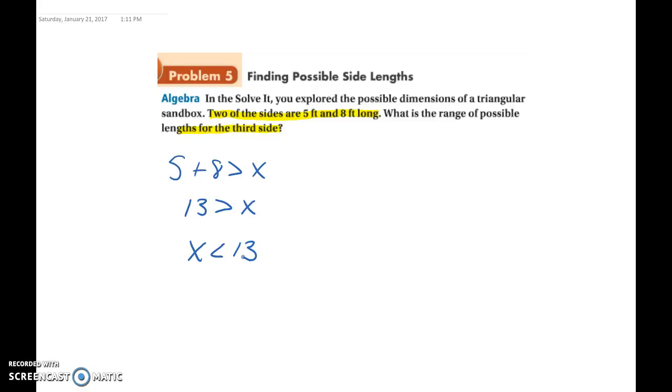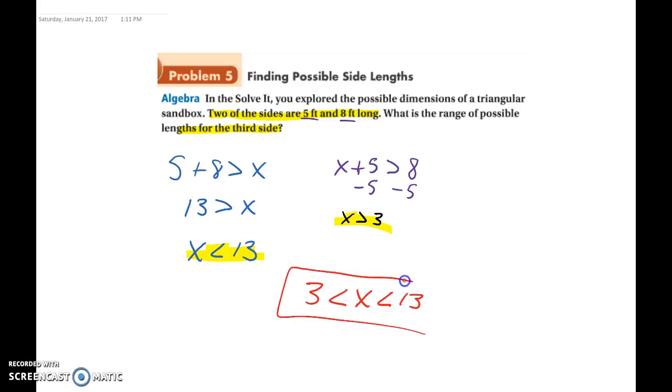Then, out of the two numbers that we have here, 5 and 8, we take the larger number. Since 8 is larger than 5, x plus 5, because x could also be our smallest number, has to be greater than 8. Then we subtract 5, so x has to be greater than 3. Since x has to be greater than 3 and also less than 13, our final answer is that x is greater than 3 and less than 13. We can write it as a compound inequality.